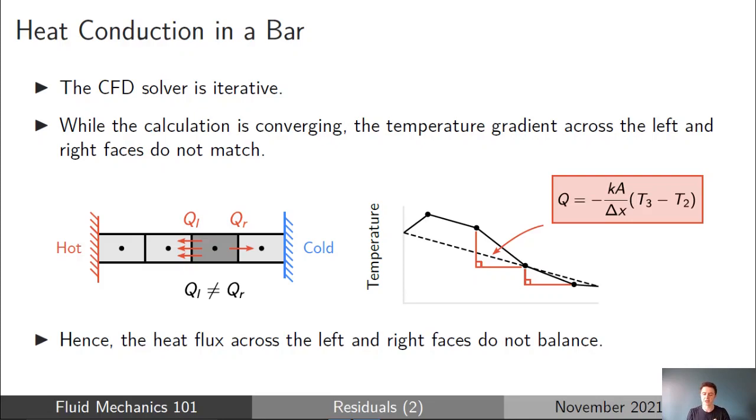And so what that means is if we think of any particular cell, now the gradient of the temperature profile while we're converging between those 2 adjacent nodes will be linear, but it won't match through the left and the right faces of the cell. And of course what that means is that because the gradient is different, that means that the heat flux out of the left face of the cell and the right face of the cell don't balance. And so we have a local energy imbalance in each of the cells in the mesh while the code is converging.